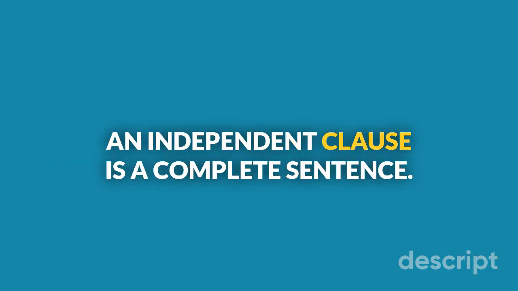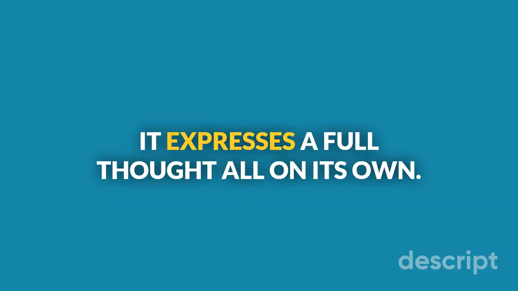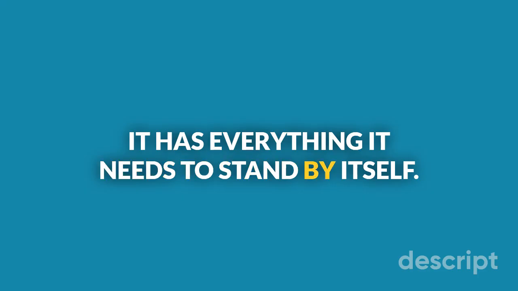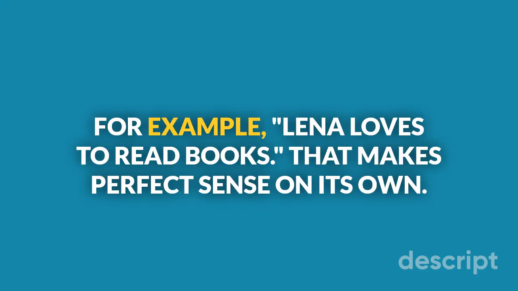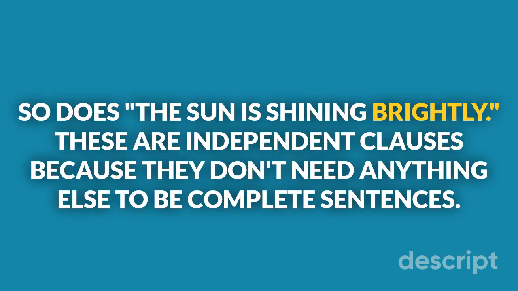An independent clause is a complete sentence. It expresses a full thought all on its own. It has everything it needs to stand by itself. For example, Lena loves to read books. That makes perfect sense on its own. So does the sun is shining brightly. These are independent clauses because they don't need anything else to be complete sentences.